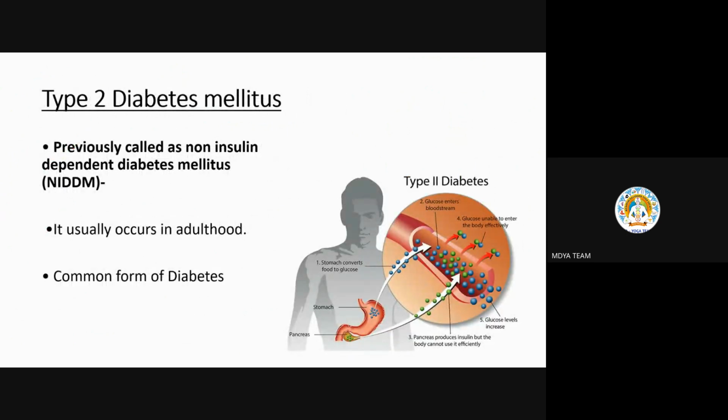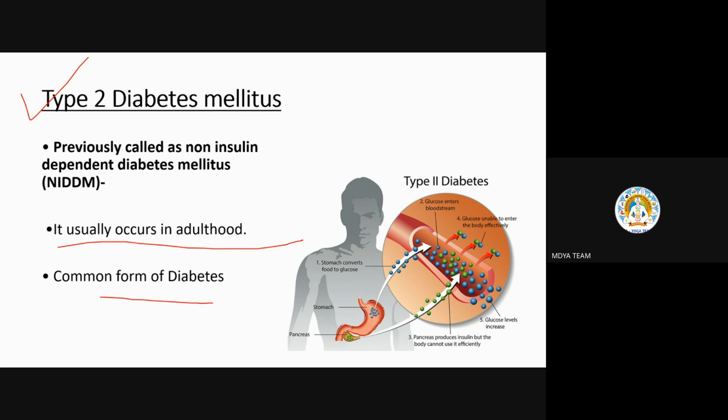So type 2 diabetes mellitus we'll see. It was previously called non-insulin dependent diabetes mellitus, NIDDM. Why non-insulin dependent? Because in this one it is not completely related to insulin, whereas the other one is completely insulin dependent. It usually occurs in adulthood; as I told you, that one is from childhood and this is from adulthood. It is the common form of diabetes. What happens in this exactly? I will make you understand.